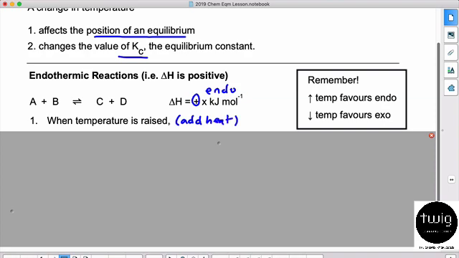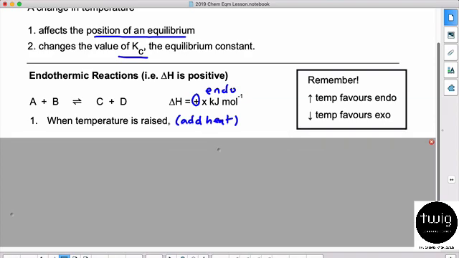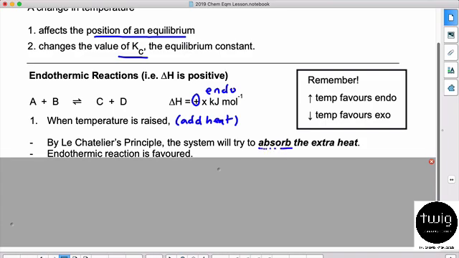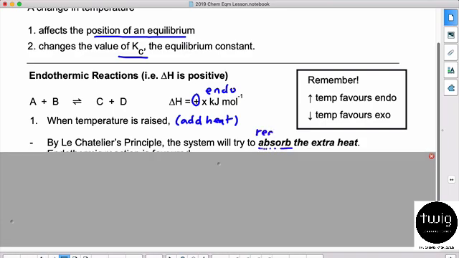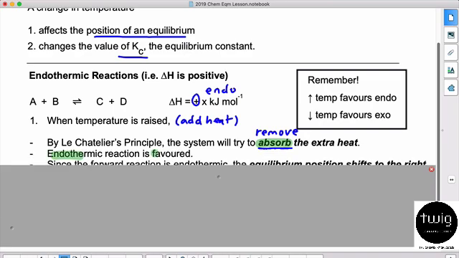You're adding heat. By LCP, of course, it wants to do the opposite. The opposite of adding heat is to remove the heat. Absorb heat or remove heat is fine. The system will try to remove or absorb the extra heat, take away the heat. The word is remove or absorb. Absorbing heat favors endo, not exo. So you must say the endothermic reaction is favored.